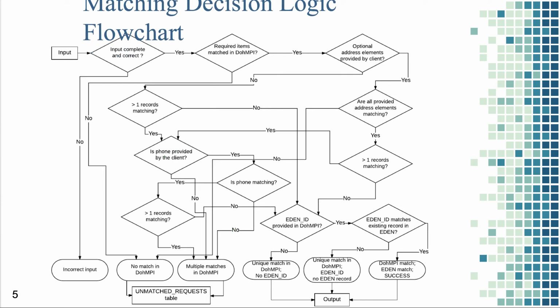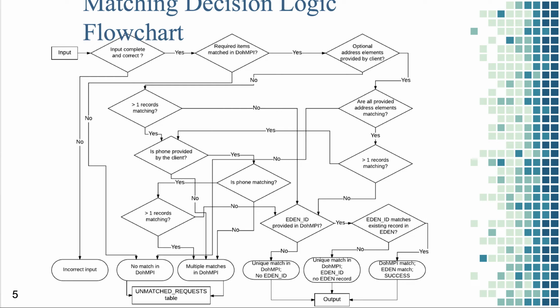Based on the above requirement, we suggested the following matching decision logic flowchart. Logic seems a bit complex, but can be summarized in the following way. All required items need to match, and all optional items, with the exception of the phone number, need to match if supplied. Phone number does not need to match even if supplied, but it can be used to narrow down in case of multiple matches. The diagram shows 6 potential outcomes.